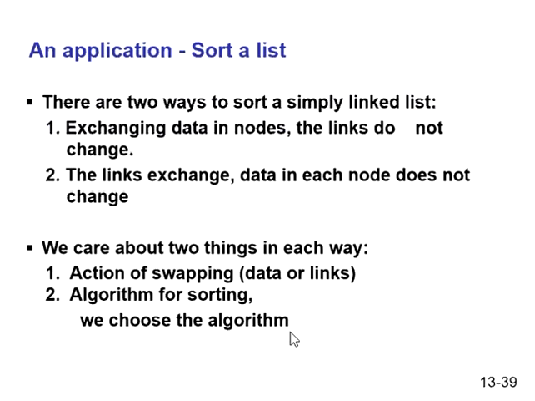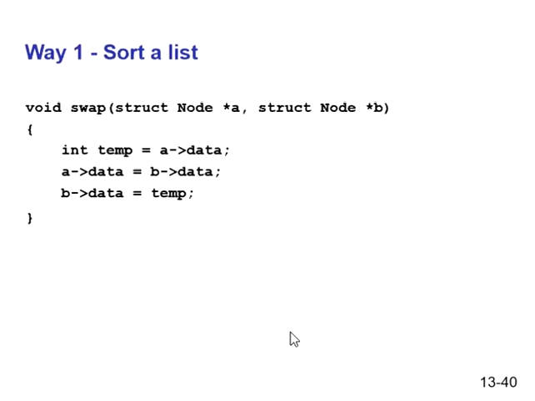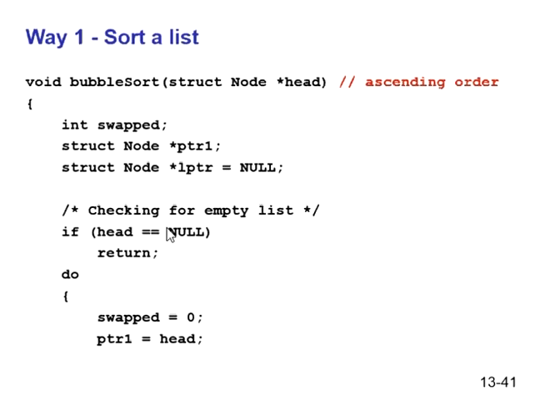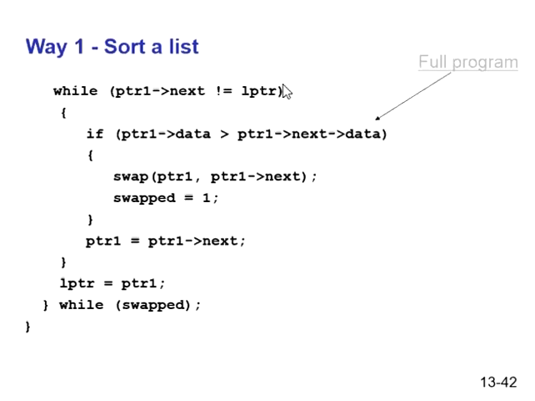At that time, we choose the algorithm, and we give you two algorithms: bubble sort and selection sort. So over here, you see way one for sorting a list. Over here, you pass two pointers. And the second, we choose bubble sort for sorting. When you study in class, I will give you the full program for that.